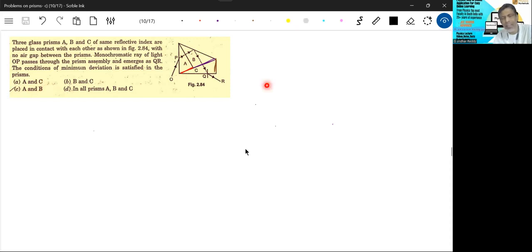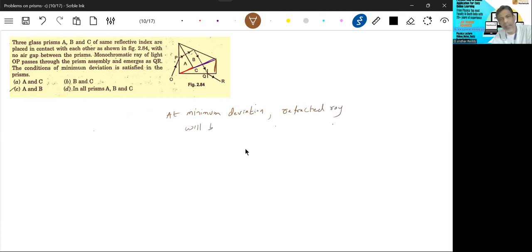So what is the basic condition? So sorry, at minimum deviation, the refracted ray will be parallel to the base of the prism.